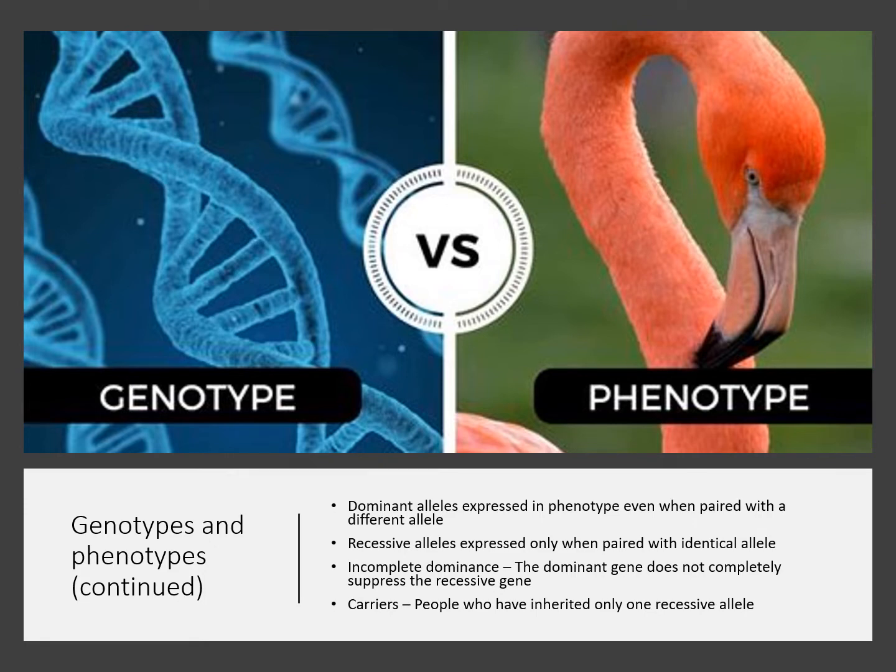Another important term is incomplete dominance, and this is where the dominant gene does not completely suppress the recessive gene. I remember when I was in, I think, a biology class in college learning about incomplete dominance, and the first time I learned about it was in relation to plants. And I think this is probably the easiest way to think about it.